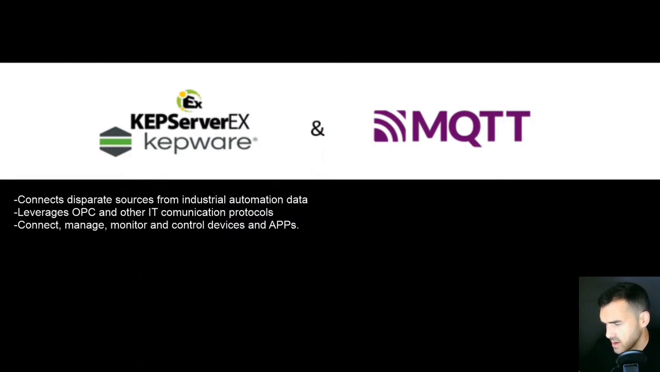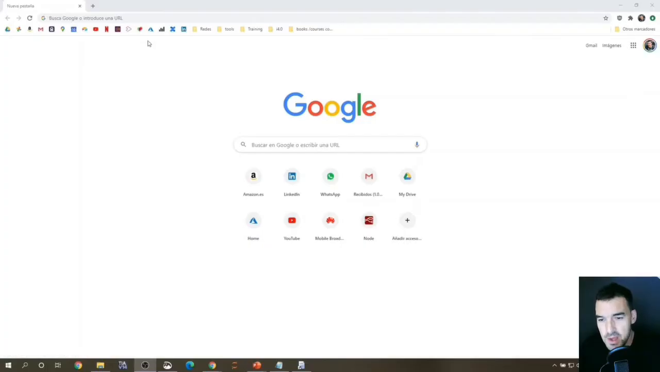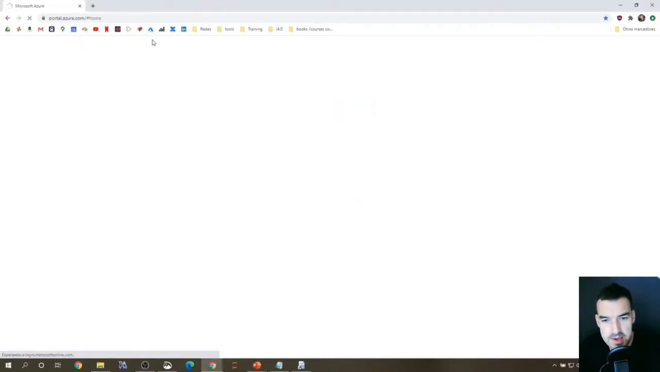Now, let's go to MQTT. Extremely lightweight, increased scalability, ultra low bandwidth, and permission-based security. So very well suited for remote sensing and control. So let's start. It's going to take less than 10 minutes to get all the infrastructure in place.